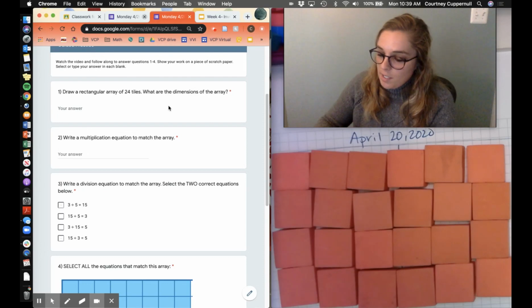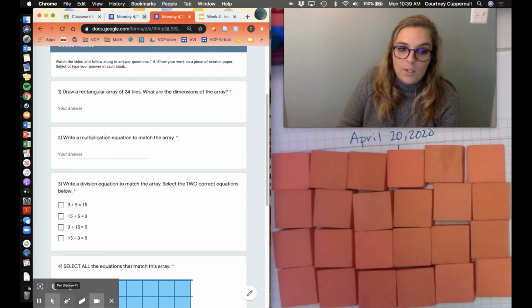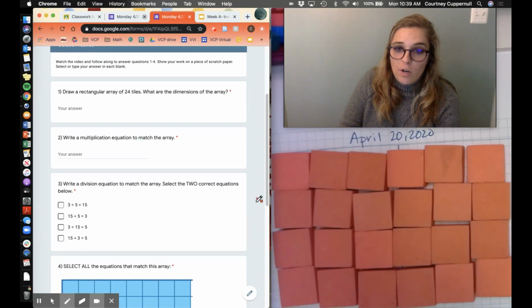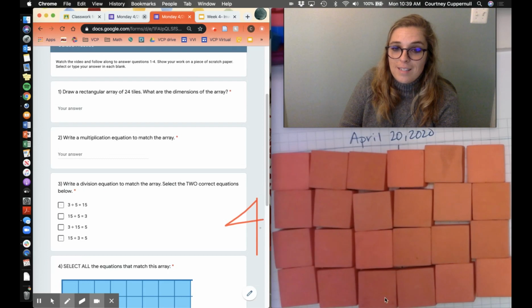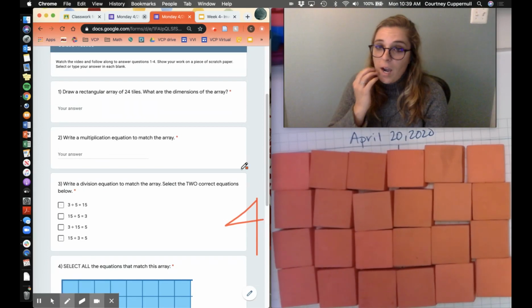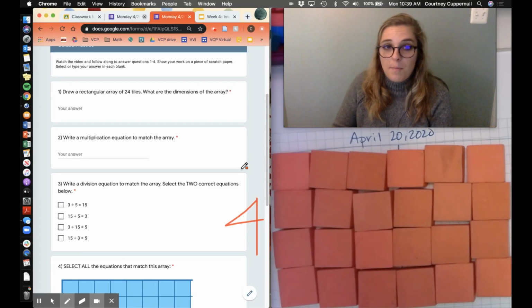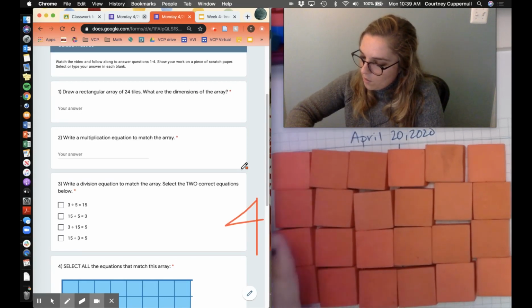So the dimensions in this case would be 4. I can do it with my magic pen. The dimensions in this case, there are 4 rows and there are 6 columns. 4 rows by 6 columns. So I know the dimensions in that case that I can type in here. For question 1, I'm just going to scoot my array off to the side so I can make a note of this.